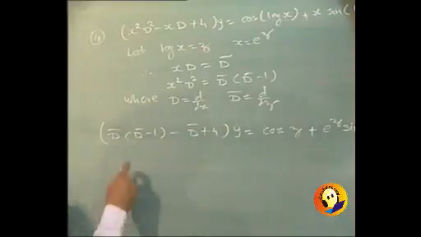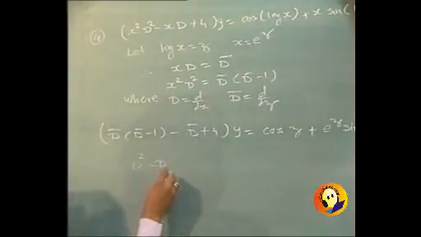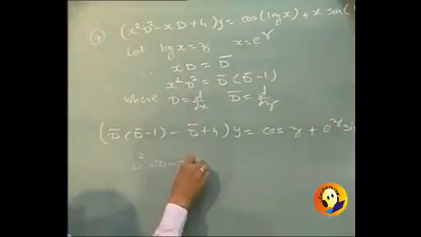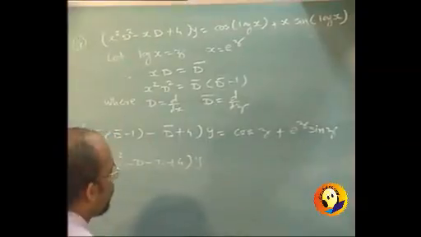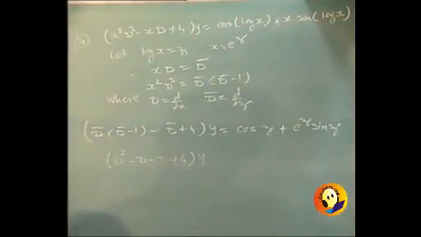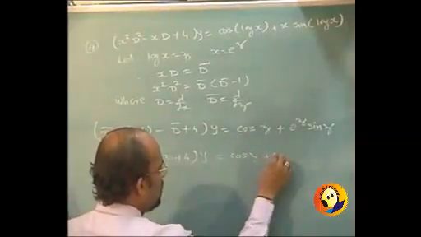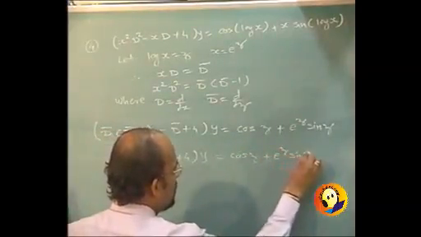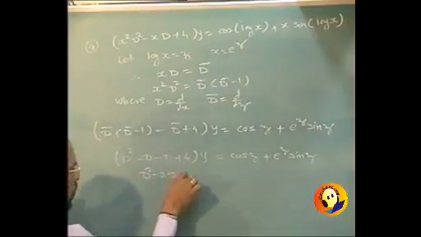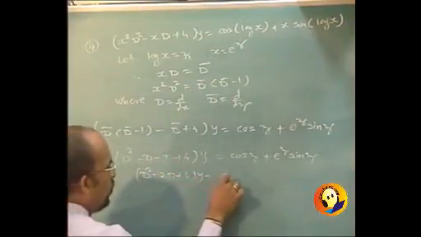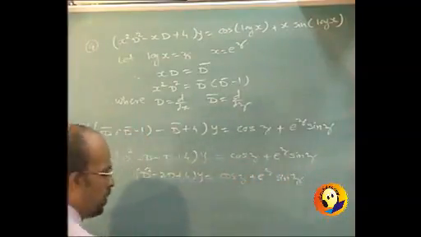And so this can be written as D square minus D plus 4 bracket complete operating on y equal to cos z plus e raised to z sin z. D square minus 2D plus 4 operating on y equal to cos z plus e raised to z sin z is to be solved.